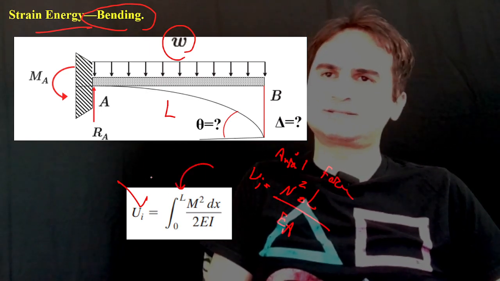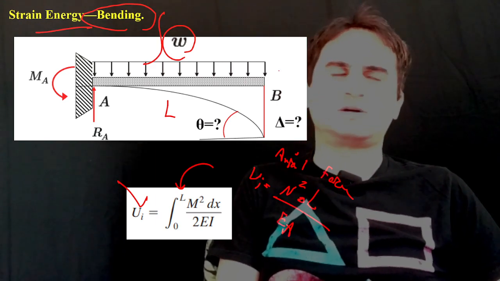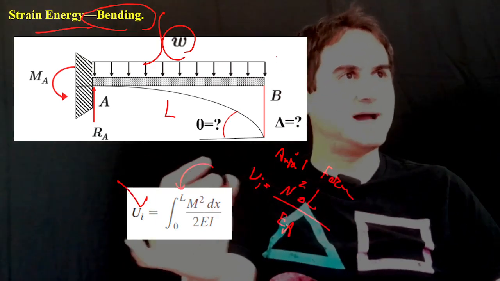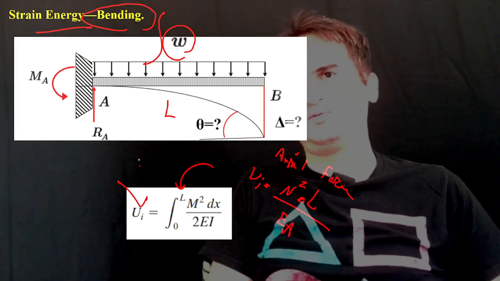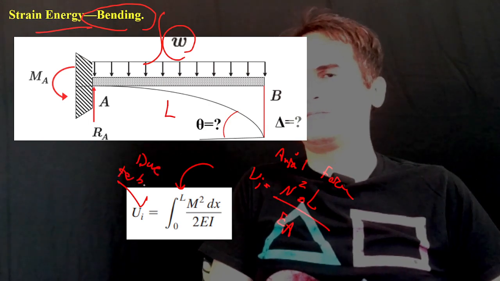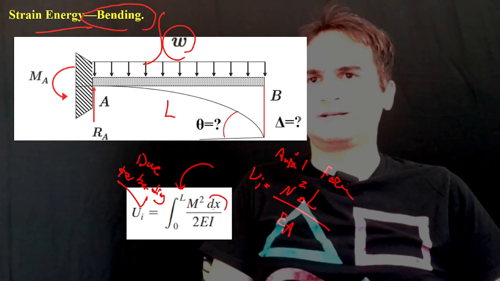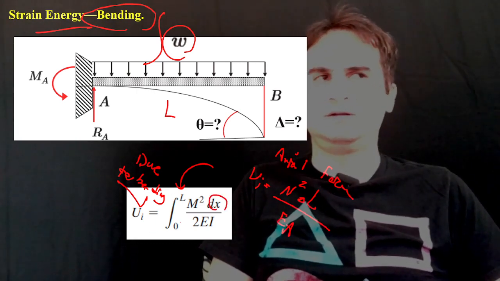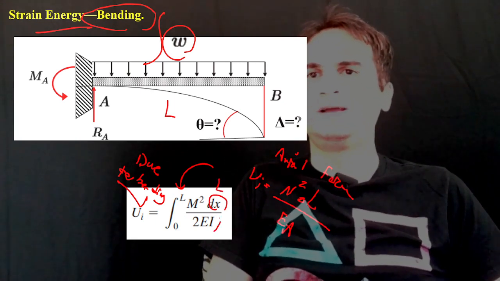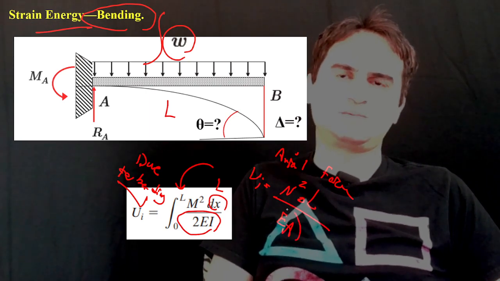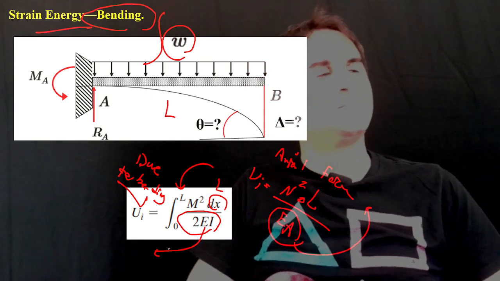This is the same concept, but because it's a distributed load, we need to add them all up together, so that's a summation or integration. This time for bending, it's M squared dx. If you integrate it over the span of length, that turns to M squared L over 2EI. Just be careful about the difference between axial stiffness and bending stiffness.